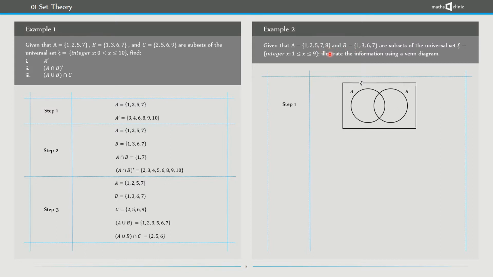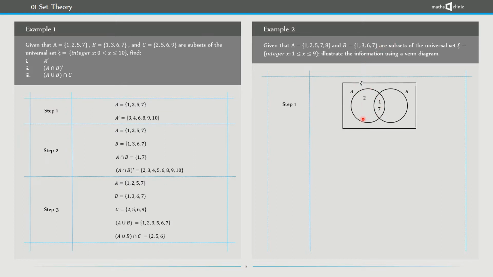So the first thing we're going to do is put those two elements, the intersection of set A and B, we have 1, and we have 7. And then we're going to fill up the remaining elements in A.